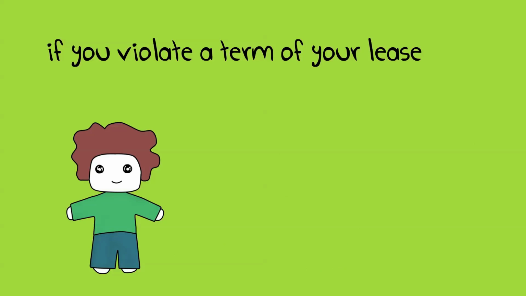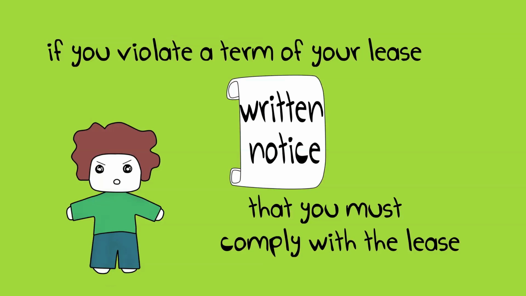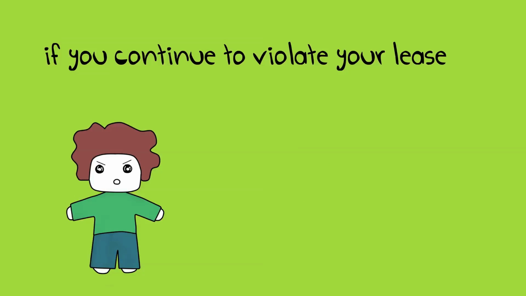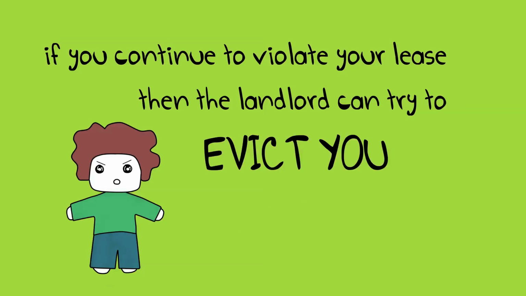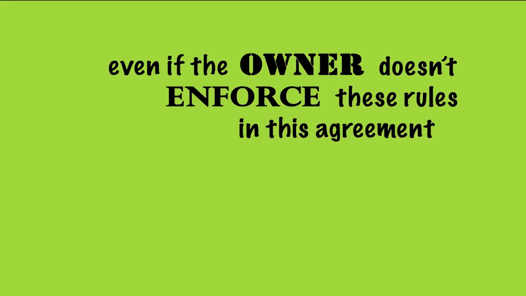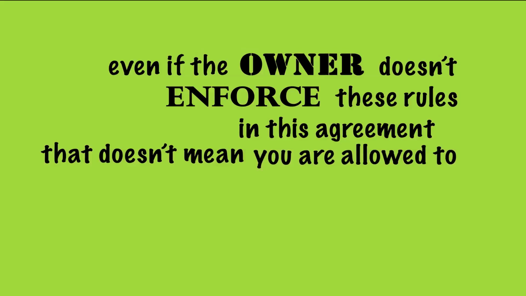If you violate a term of your lease, then the landlord can give you a written notice that you must comply with the lease, and if you continue to violate your lease, then the landlord can try to evict you by filing a court case. Even if the owner doesn't enforce a rule in the agreement, that doesn't mean you are allowed to violate it.